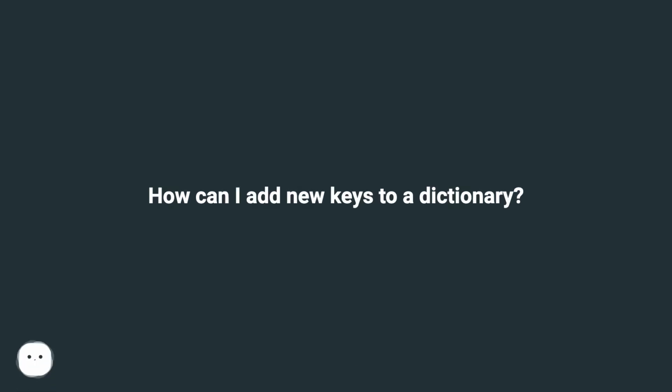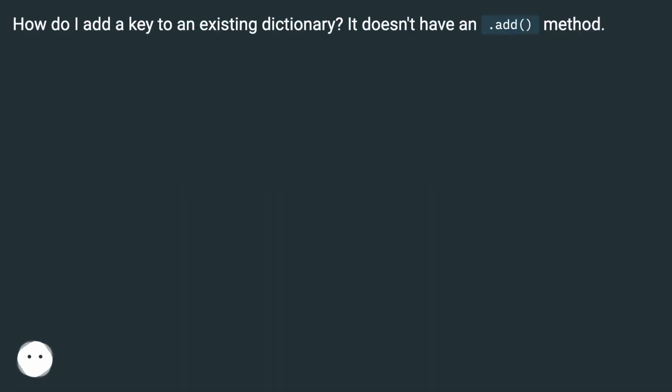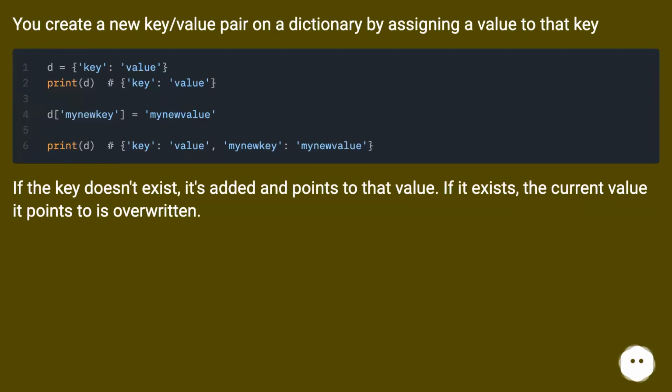How can I add new keys to a dictionary? How do I add a key to an existing dictionary? It doesn't have an .add method. You create a new key value pair on a dictionary by assigning a value to that key.